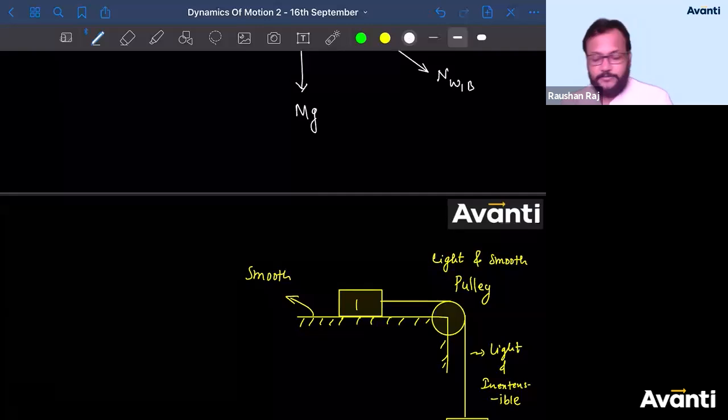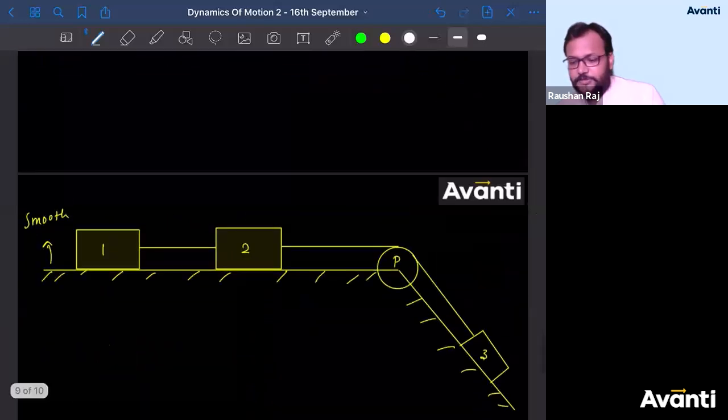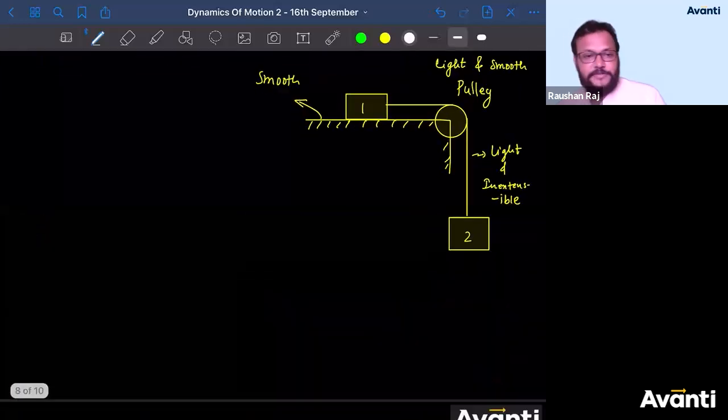So I think it's time. I don't want to extend the class. So guys, I have added 3 questions here. So try to draw the free body diagram of these 3 questions.